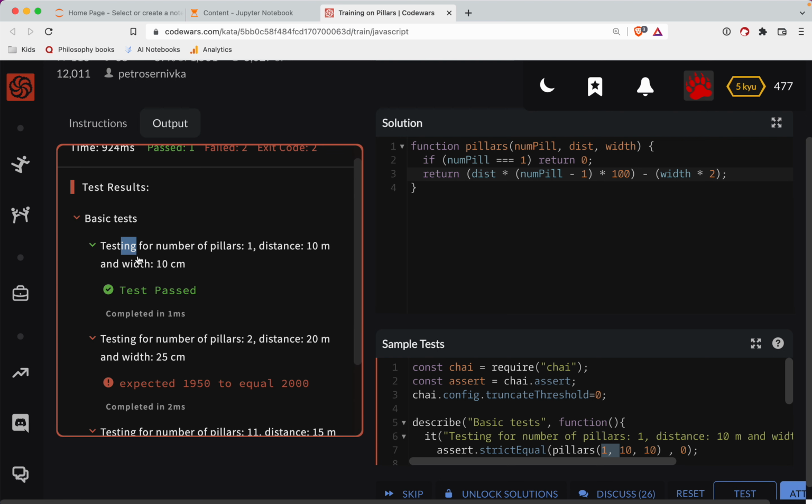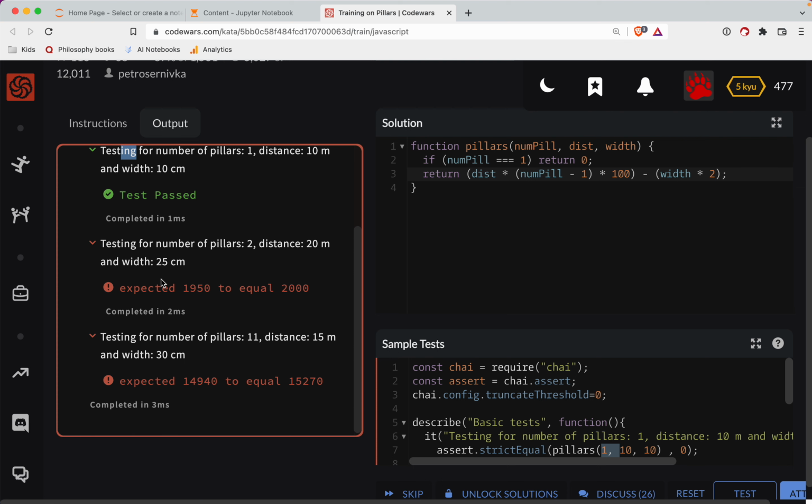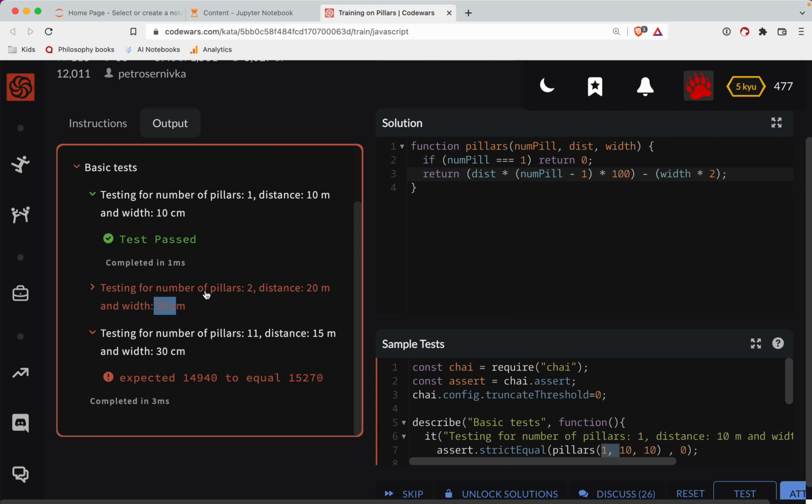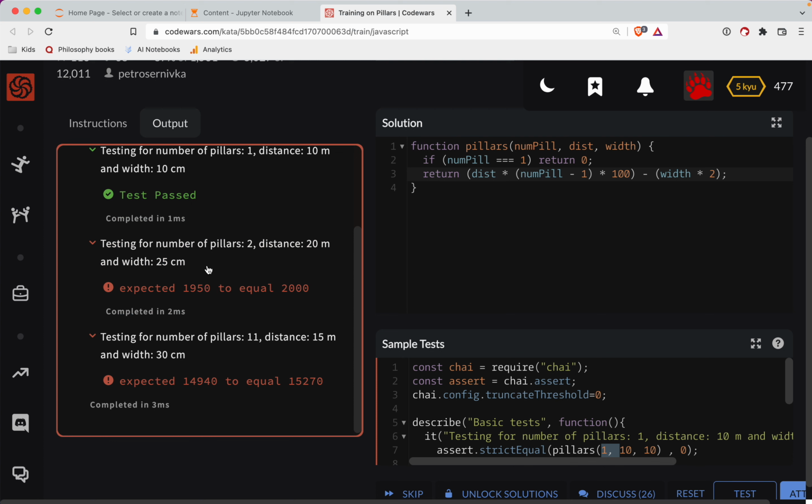Okay, so now we're starting to get some right and some wrong, which means we probably got some edge cases here. Okay, testing for 2 pillars, distance 20 meters, width 25 centimeters. So that should just be expected 1950 to equal 2,000. Oh, I see. It should be just the distance between the 2. I guess I don't know if I need to have that part in.